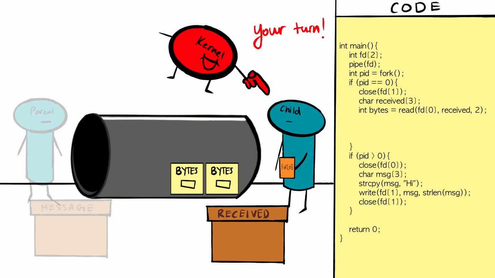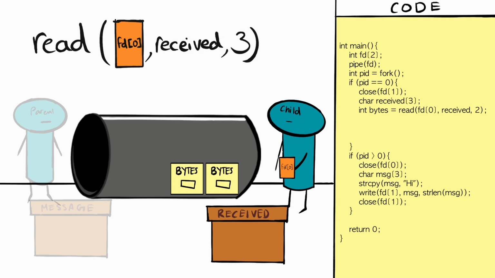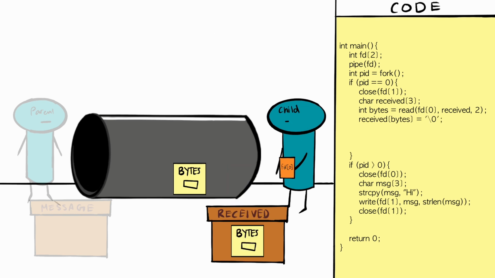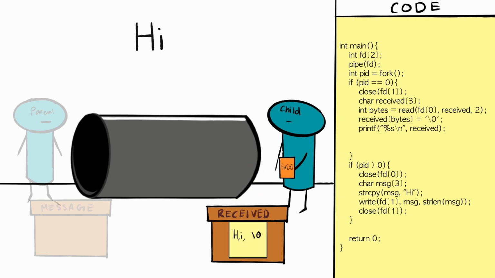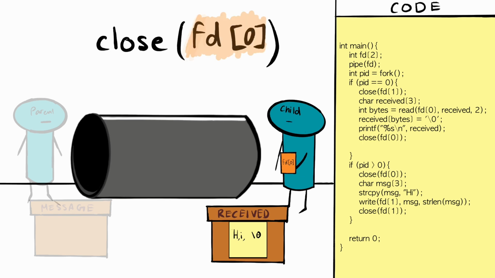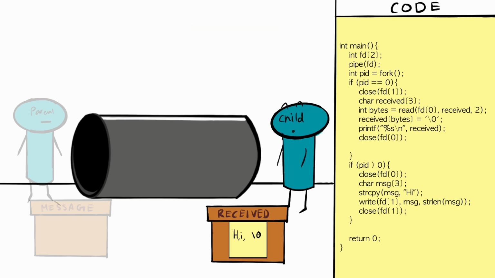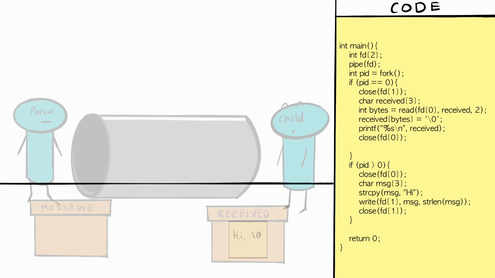Now, let's go back to the child process. Once it's unblocked and has read the message, we can just null terminate it and then print it. And then close its read file descriptor. Now, the child process is unable to read or write anything anymore. Then let both processes return 0.